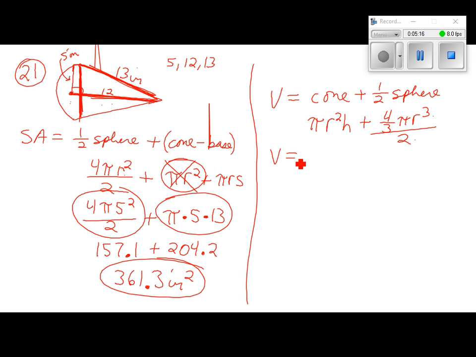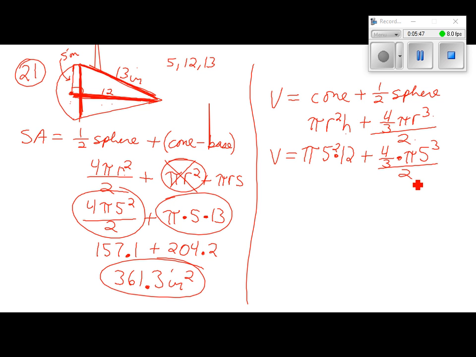Now here we do need the height of the cone, so it's a good thing we found this. Remember, this is your height, this is your slant height, 2 different things. So we got pi times 5 squared times the height, which is 12, plus 4/3 times pi times 5 to the third power. That means 5 times 5 times 5, and then we're going to actually end up dividing that by 2.